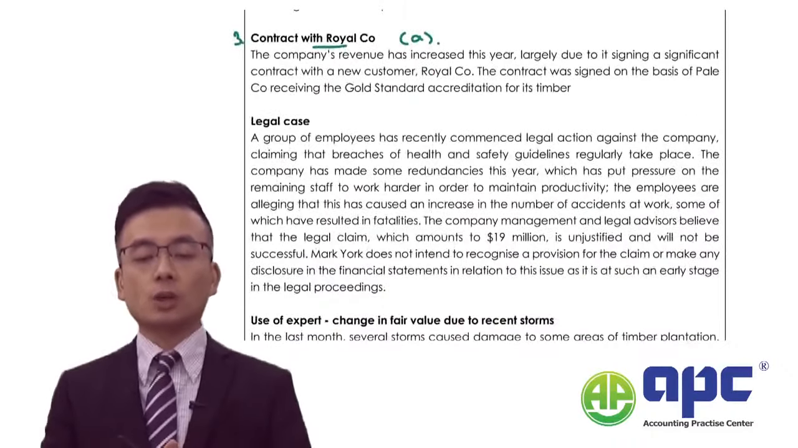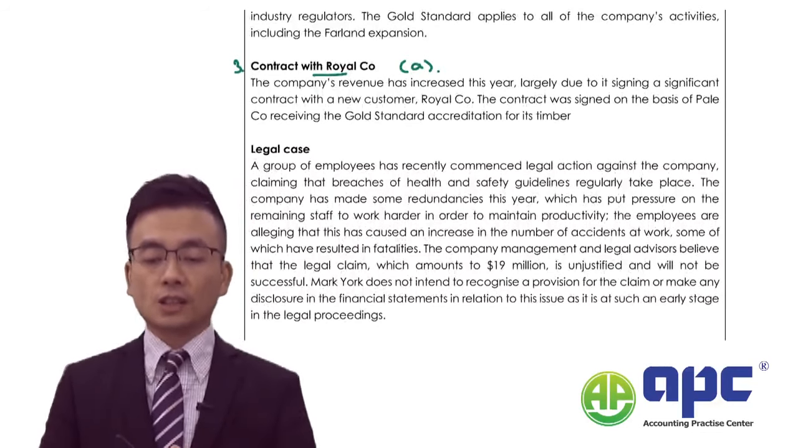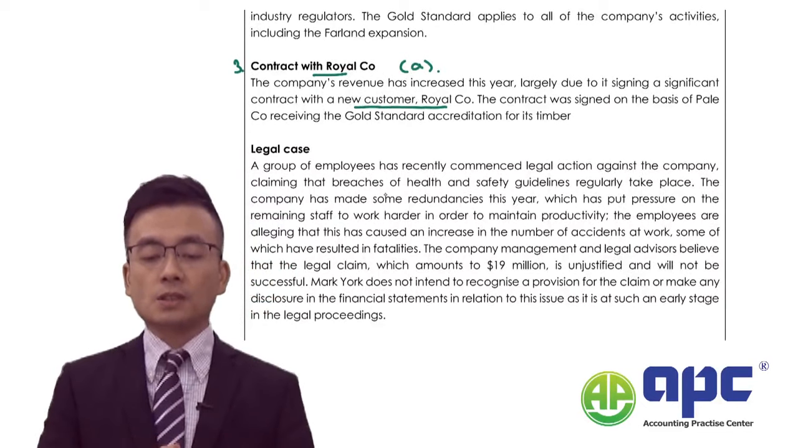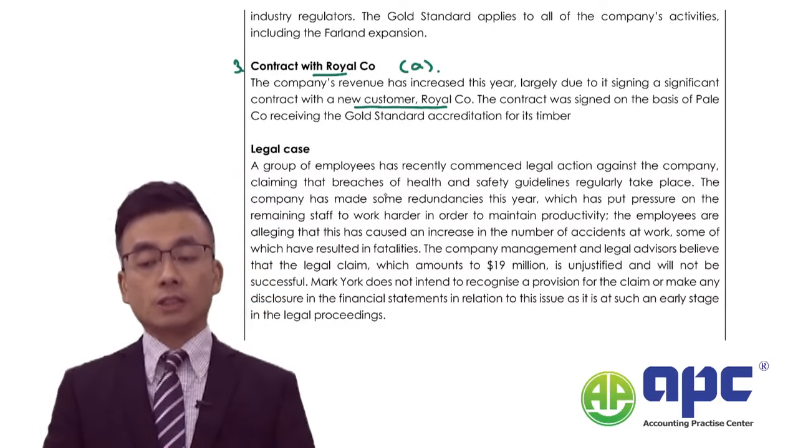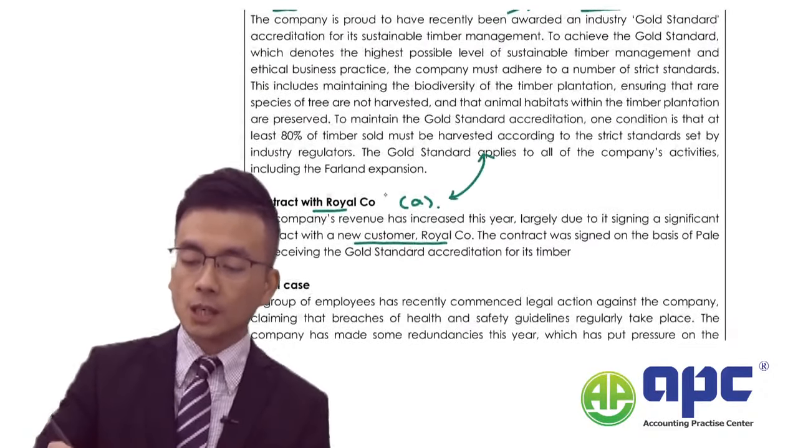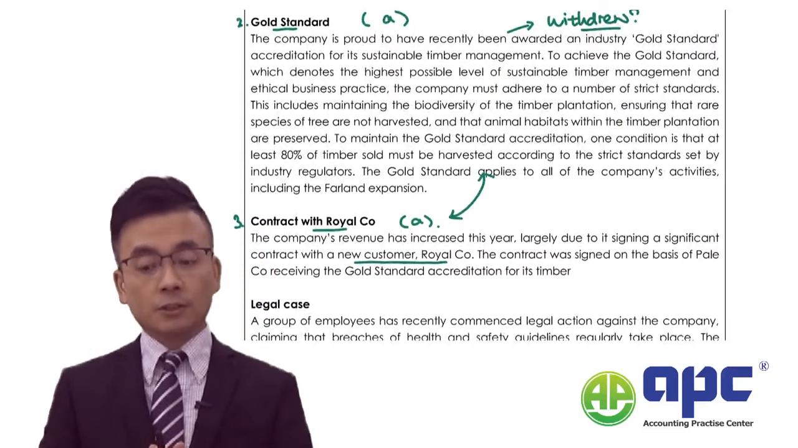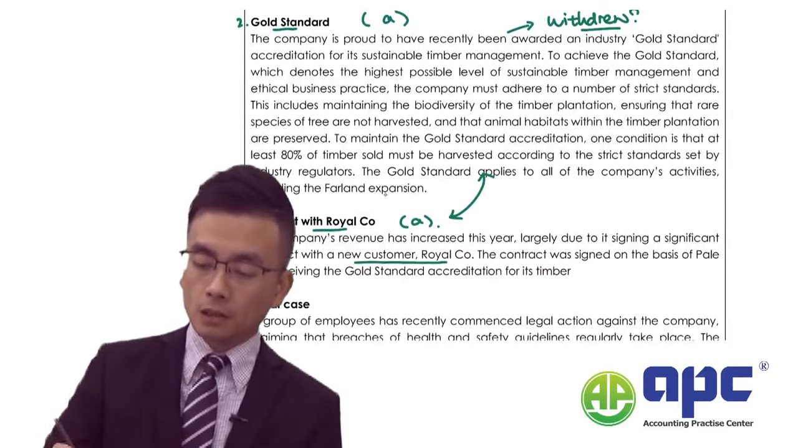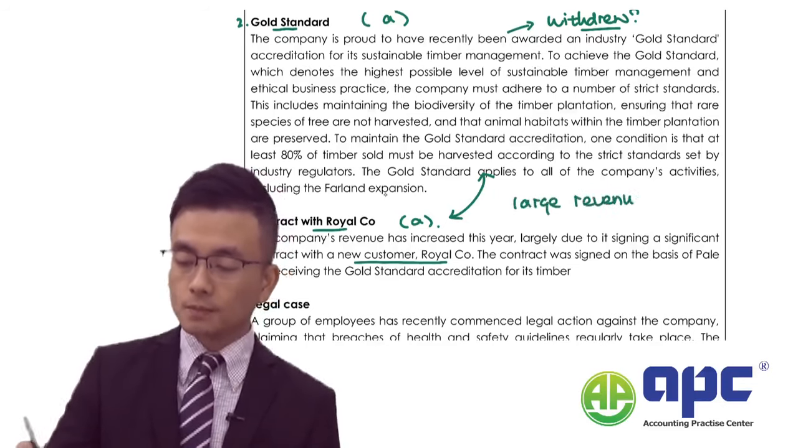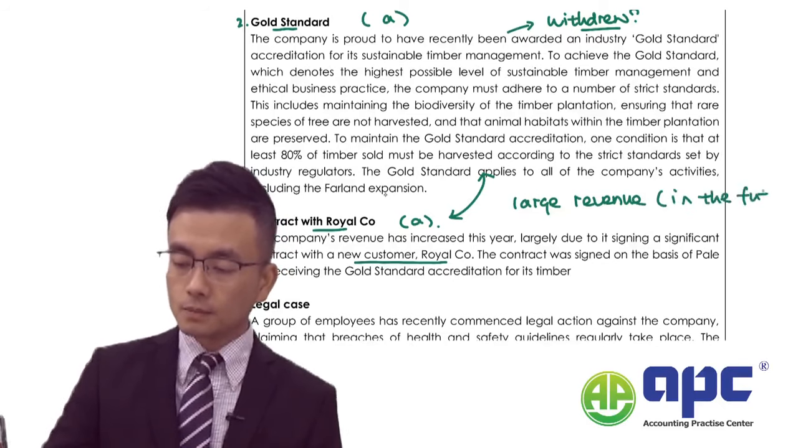The next heading is the contract with the Royal Company. The company's revenue has increased due to a significant contract with a new customer called Royal Company, signed on the basis that we received the gold standard accreditation for its timber. So we can link with the gold standard here. If the standard is withdrawn by the relevant authority, the large amount of revenue in the future would be affected.